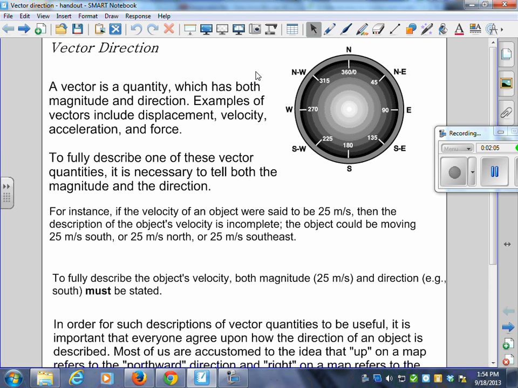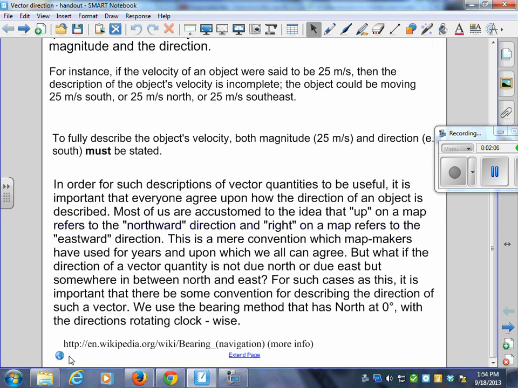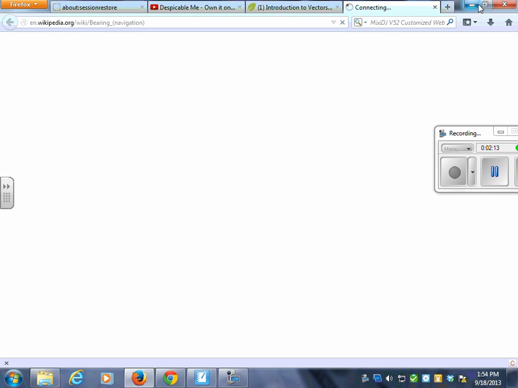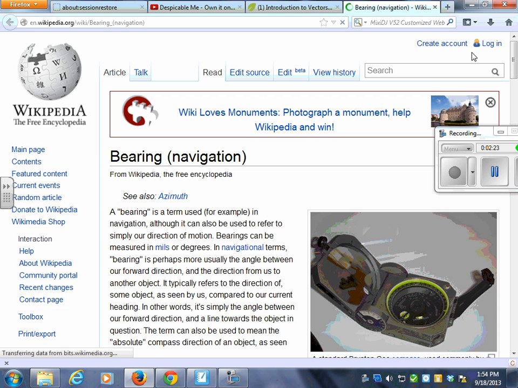Okay? And I thought, you know what? It might be interesting to see what Wikipedia says about bearing. So I made a link to it, and I read it. And for Wikipedia, it actually was pretty complex. Bearing is a term used, for example, in navigation, although it can be used to refer to simply our direction of motion. Bearings can be measured in mils or degrees.